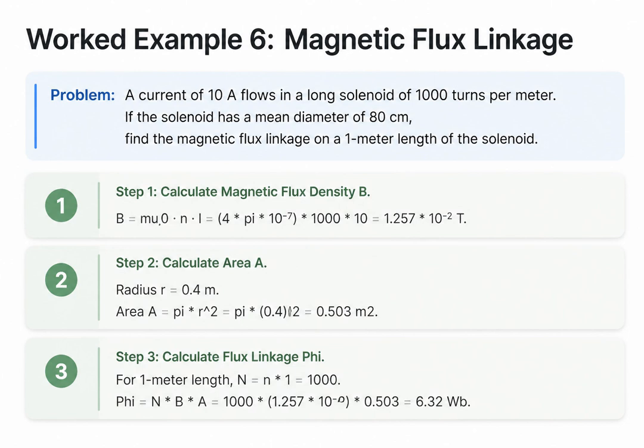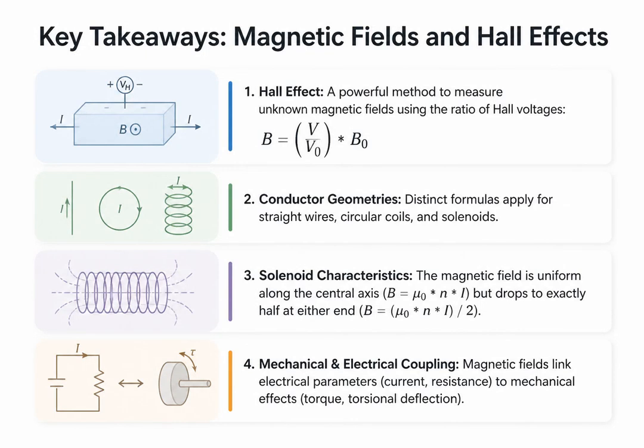To wrap up our discussion on magnetic fields, let's review the key concepts we've covered. First, the Hall effect provides a highly reliable way to measure magnetic flux density by comparing Hall voltages. Second, we've mastered the formulas for calculating magnetic fields across different geometries, including straight wires, circular coils, and solenoids. Remember that the field at the end of a solenoid is always half of the field at its center.